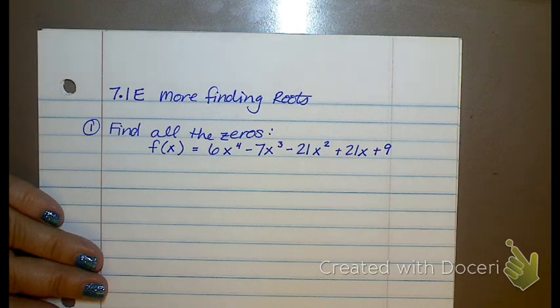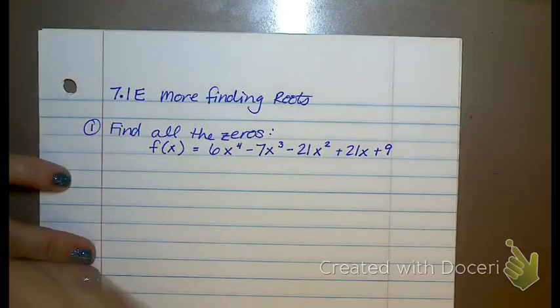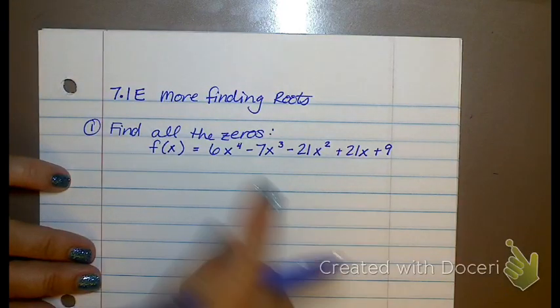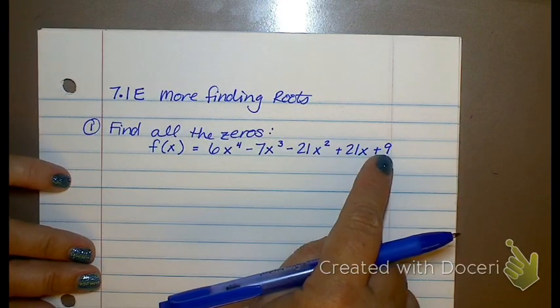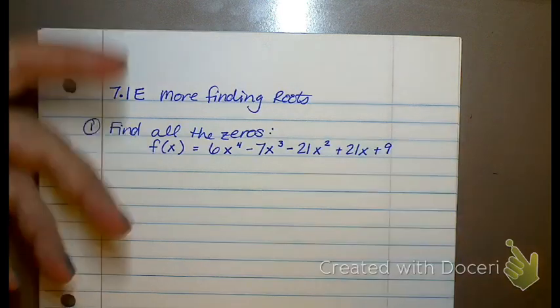So here's my first question. How many answers am I looking for? 4. So whatever I do, I've got 4 answers. It looks like 1, 2, 3, 4, 5 terms. I'm going to have to use my rational root theorem. I have no other choice there.